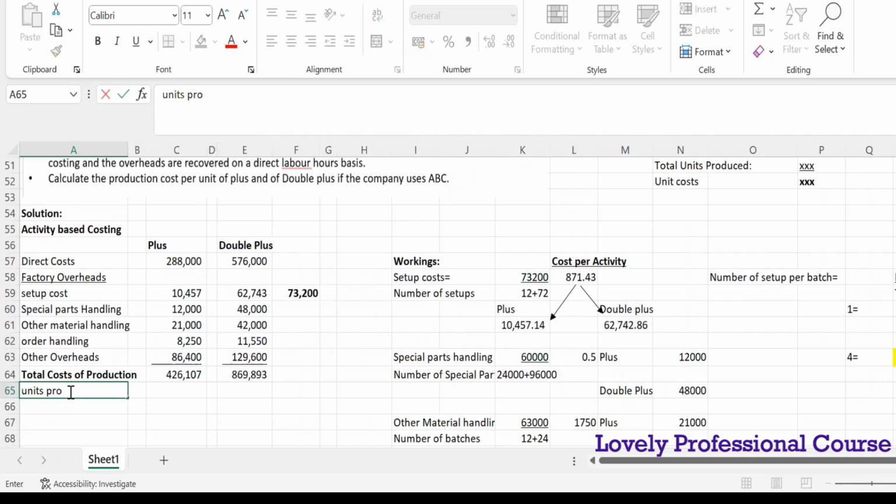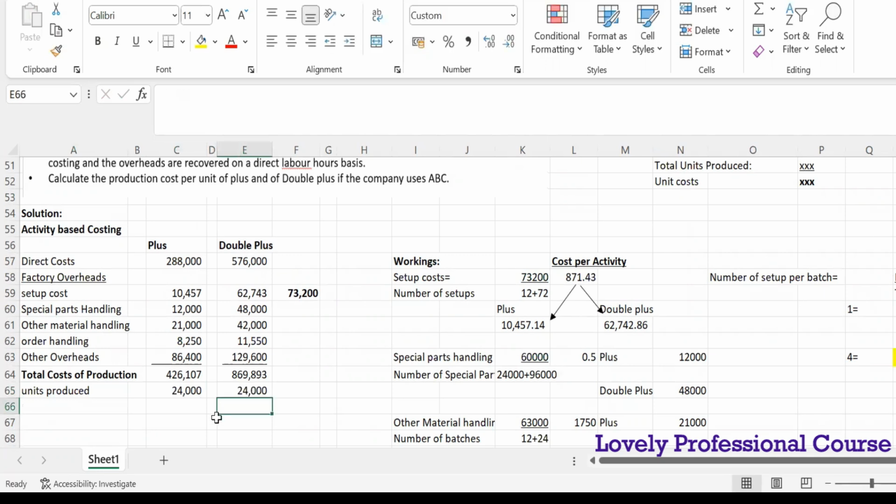Units produced. The units produced was 24,000. We know that. It is in the question, 24,000. So here, if I take this divide by this, I'll be getting what? My cost per unit.